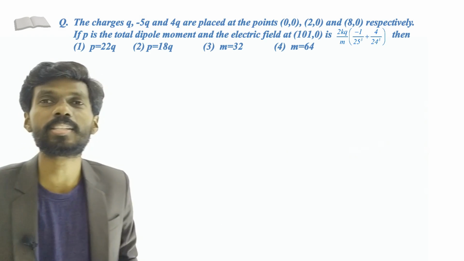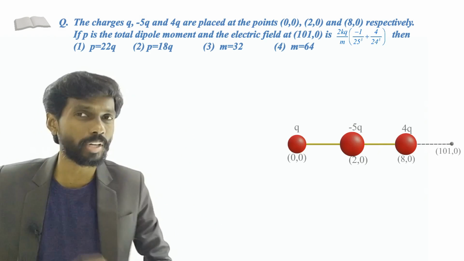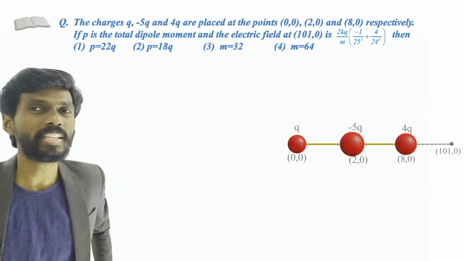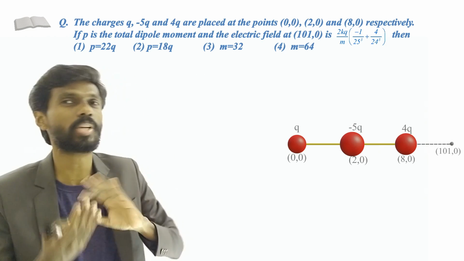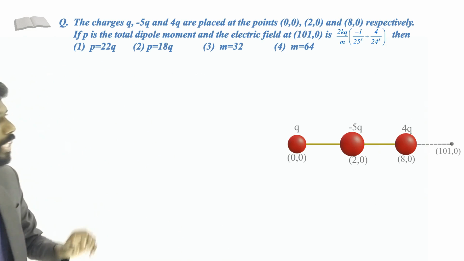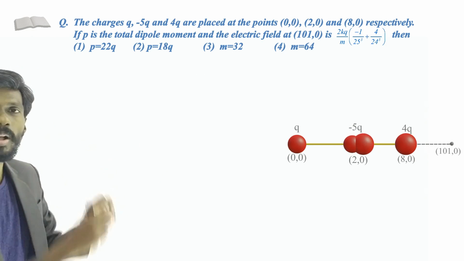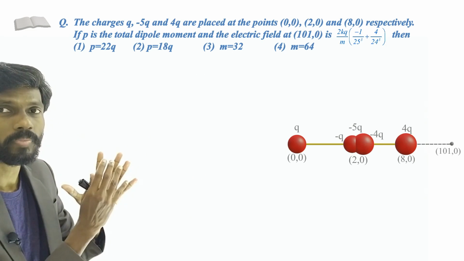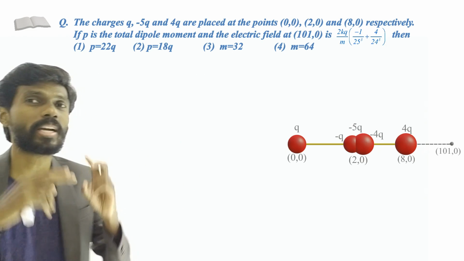Here we have three charges q, minus 5q and 4q placed on the x-axis. We have to find the total dipole moment and also the electric field due to this dipole. But it is not a dipole as such, because it is not a combination of a positive and a negative charge of equal magnitude. But we can split the charge minus 5q into minus q and minus 4q. One minus q can be combined with the charge q, so that will become one dipole. Similarly, minus 4q and plus 4q will make another dipole. So there are two dipoles.